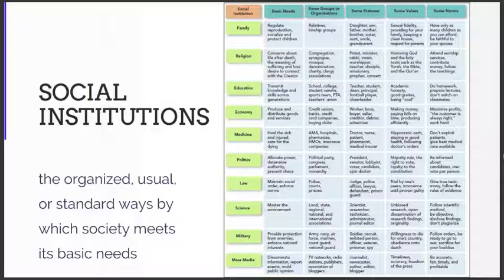Education, the economy, medicine. We don't often think about medicine as a social institution, but from a more abstract institutional perspective, medicine is meant to be the ideas in which we heal the sick and the injured and care for the dying. Our political system, the legal system, science, the military, and mass media. There are other social institutions. This is a basic set for you here. One of the things to note about social institutions is that these are all what we call disembodied.